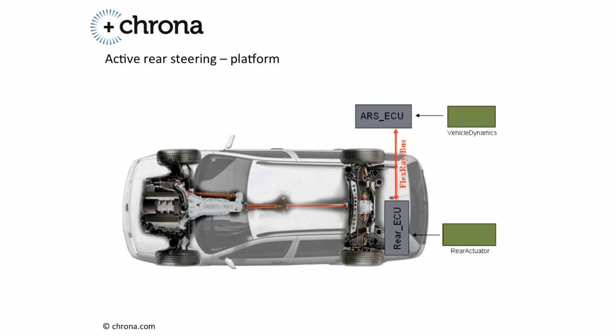The dynamics controller is executed on a dedicated active rear steering ECU, while the DC servo controller runs on a different ECU, which is near the servo motor. A FlexRay bus serves as communication means between the two ECUs.